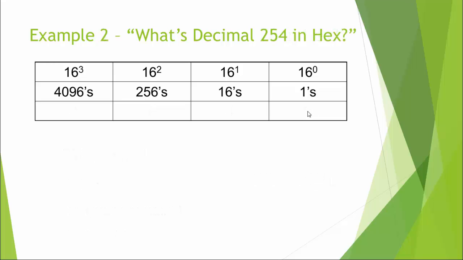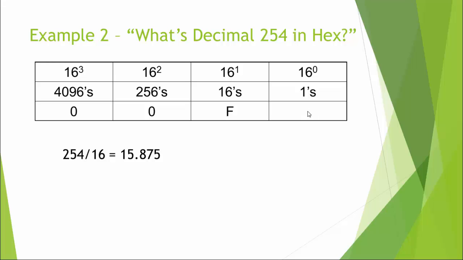Should we try another example? Decimal 254 in hex. All right. Again, we're not going to need any 4096s. We're not going to need any 256s. So no 4096s, no 256s, but 16s we will need. So we divide 254 by 16, and we get 15.875. So we know we need a 15 in the 16s column. We need 15 16s to represent 254.